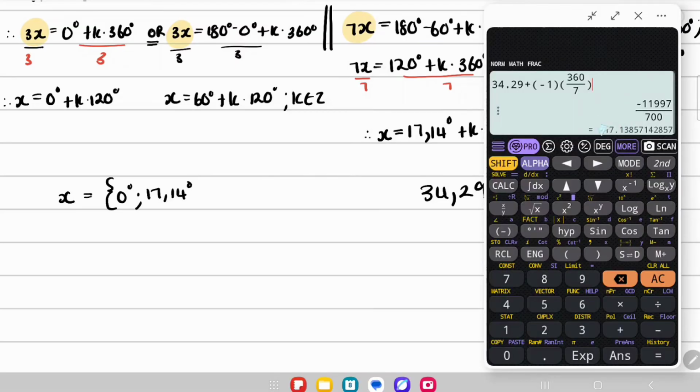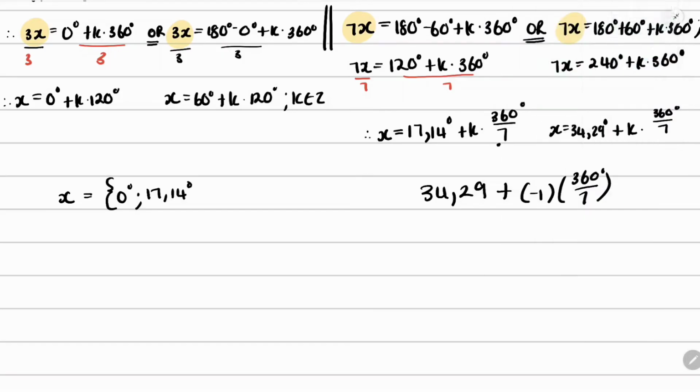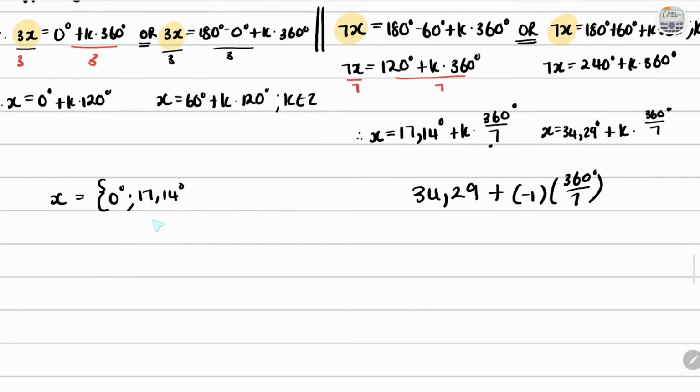And of course, that's not going to work again, because it ends up being negative. That is because 360 over 7 is about 51 point something, so it becomes big enough to make that negative. Okay, so we can see the solutions that we get is just 0 and 17.14 degrees. And this one does not work here. So that will be our answer.